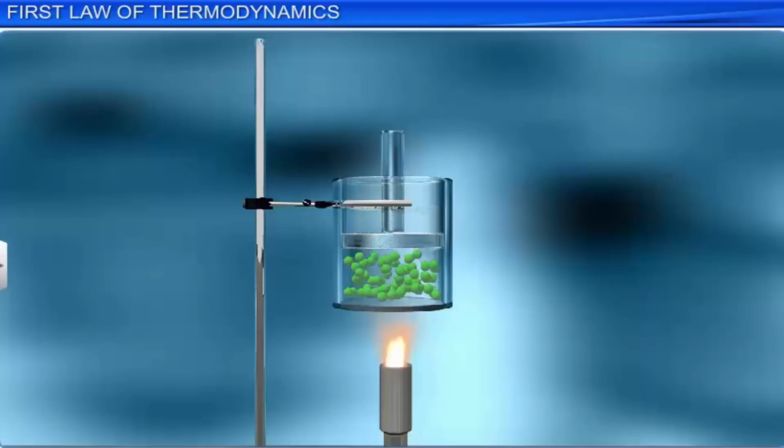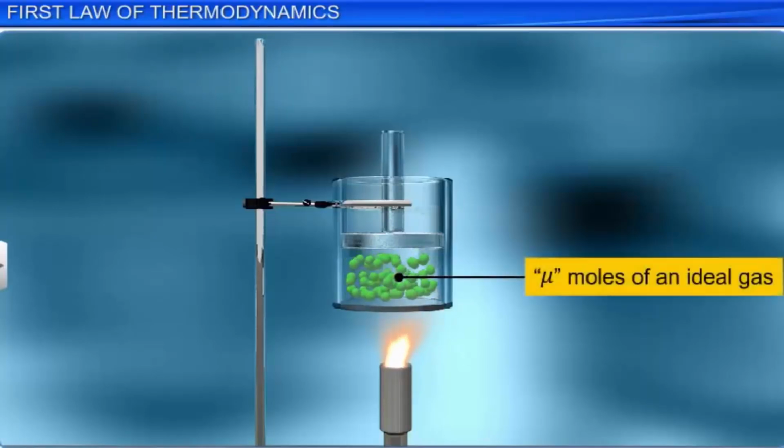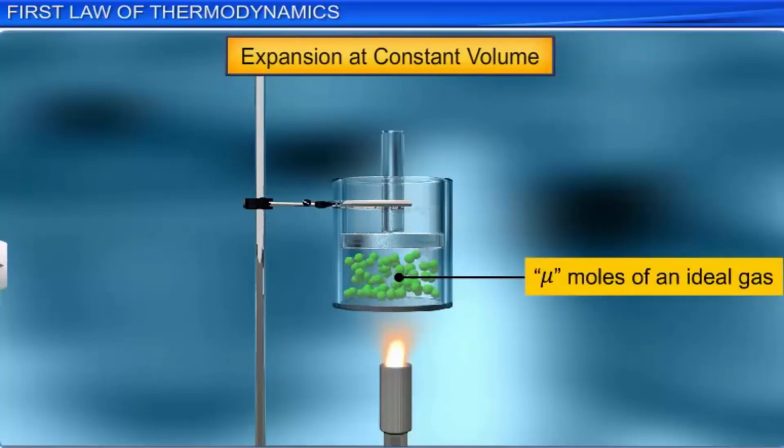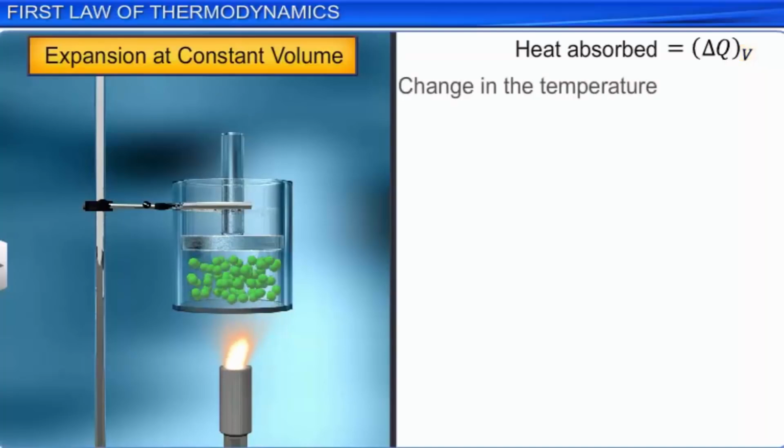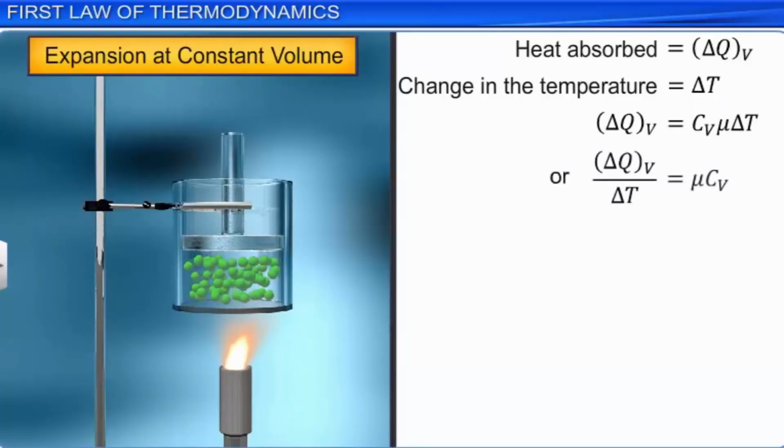Now, as a second case, let the same gas be heated at a constant volume. If the heat absorbed by the gas is delta Qv, where the suffix V indicates that the heat is absorbed at a constant volume, and the temperature change is delta T, then delta Qv is equal to Cv into mu into delta T, or delta Qv by delta T is equal to mu into Cv. Let this be equation 5.